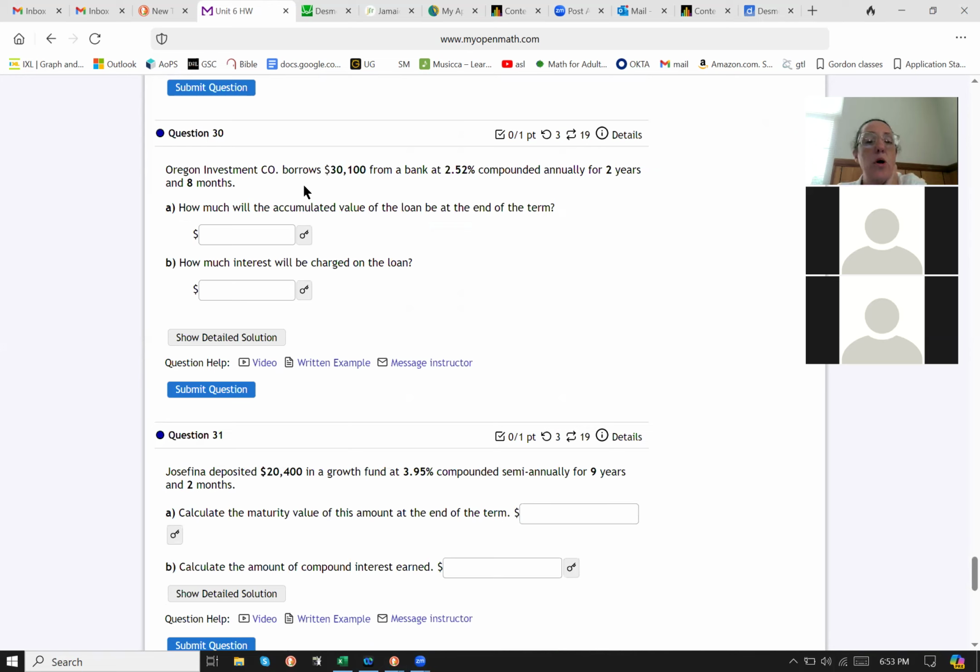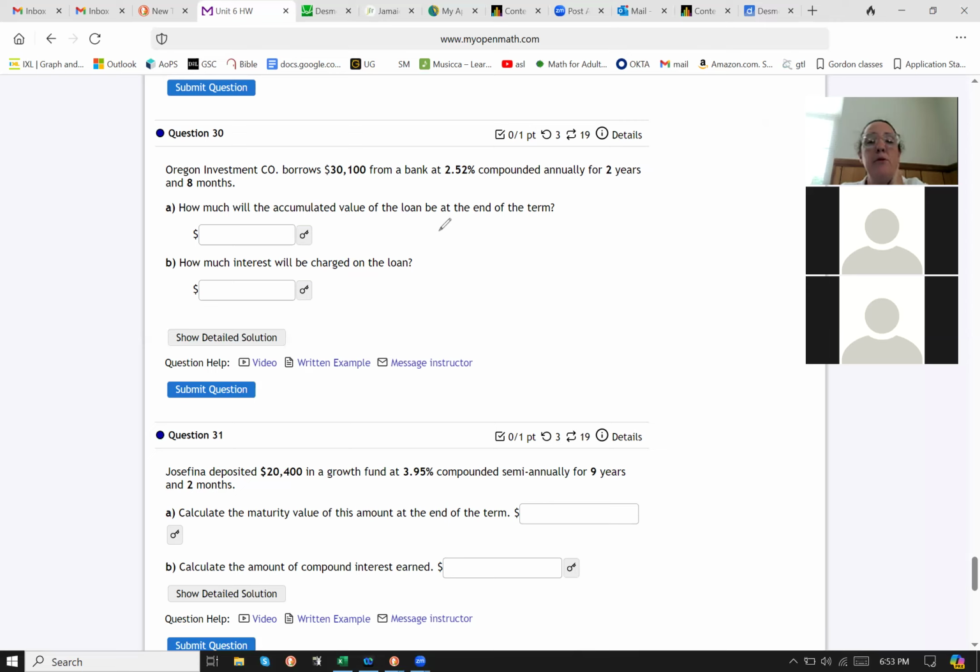Okay. Oregon Investment Company borrows $30,100 from a bank at 2.52% compounded annually for 2 years and 8 months. How much will the accumulated value of the loan be at the end of the term? So we need to know the future amount, so we'll be using that compound interest formula again.